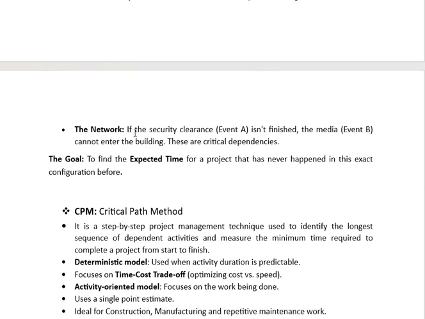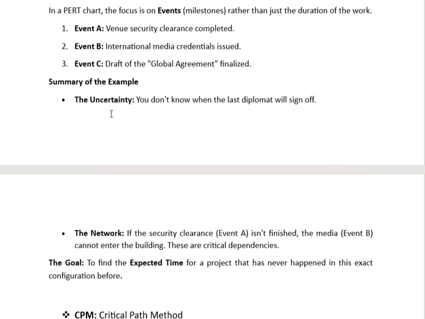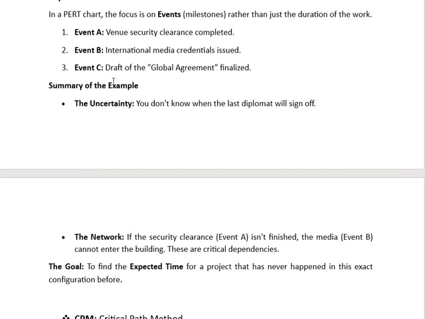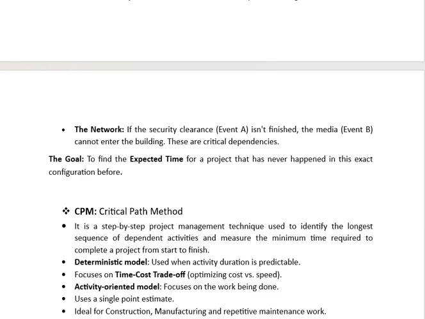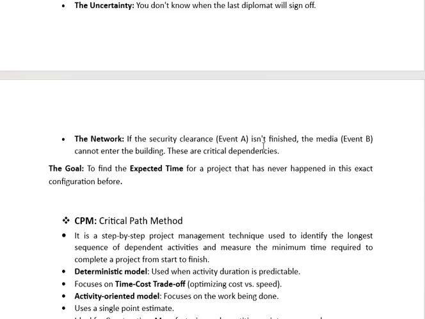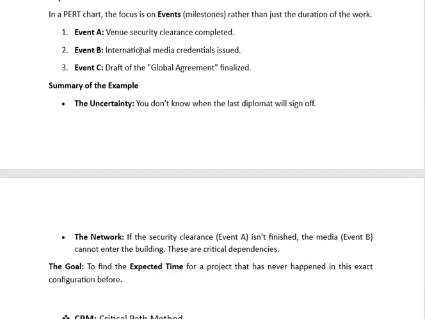The network: if the security clearance event A, venue security clearance completed, is not finished, the media event B cannot enter the building. These are critical dependencies. So these two events are dependent on each other. If the venue security clearance is not completed, then international media is not allowed to enter the venue or the premises.